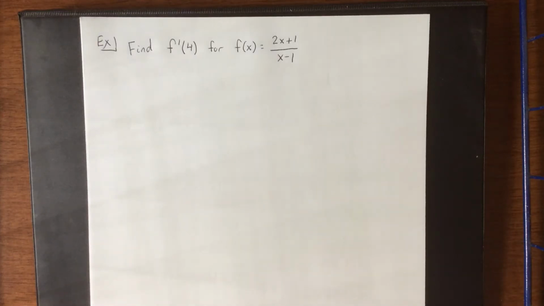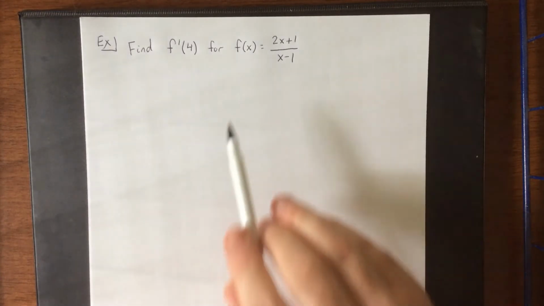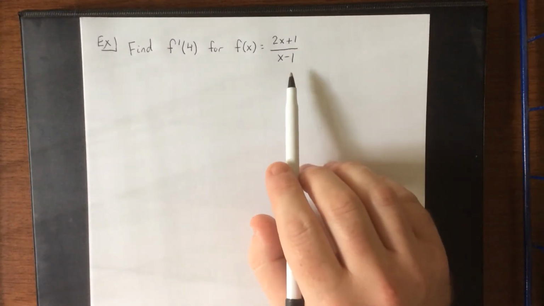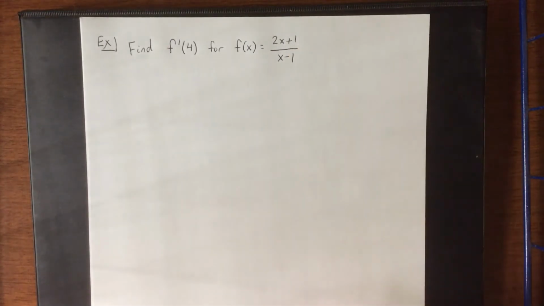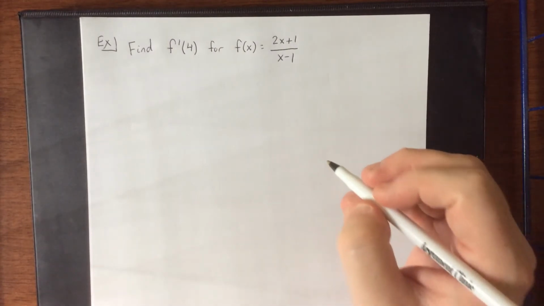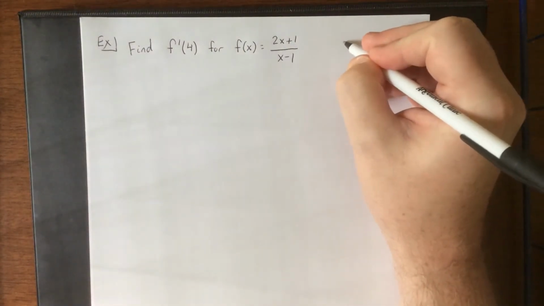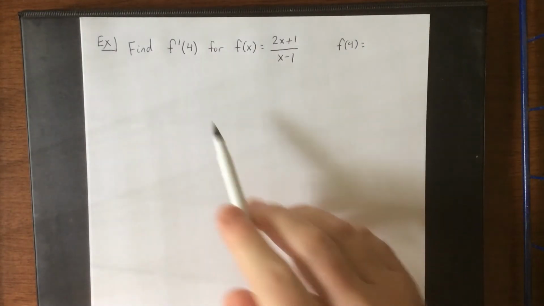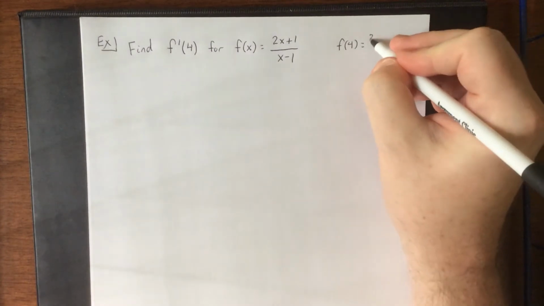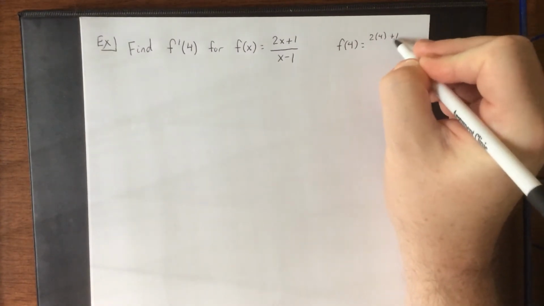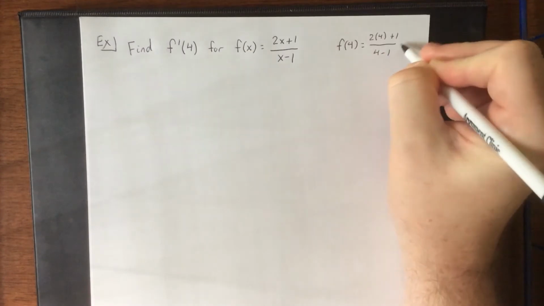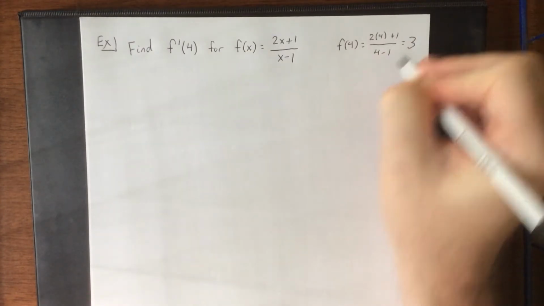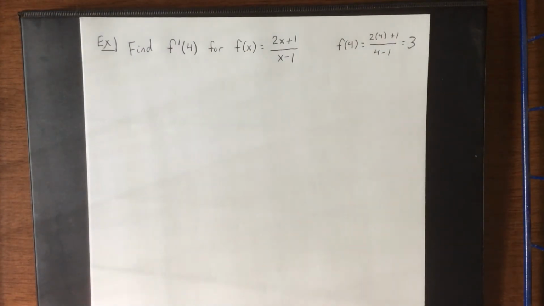In our next example, we're going to be finding f prime of 4, that is the derivative of f evaluated at x equals 4, for f of x equals 2x plus 1 over x minus 1. Now, as was the case in our last problem, first thing that we're going to need to figure out is what is f of 4, because both of our different formulas for the derivative involve an f of 4. So that'll be 2 times 4 plus 1 all over 4 minus 1. Your numerator is 9, your denominator is 3. That reduces down to 3.